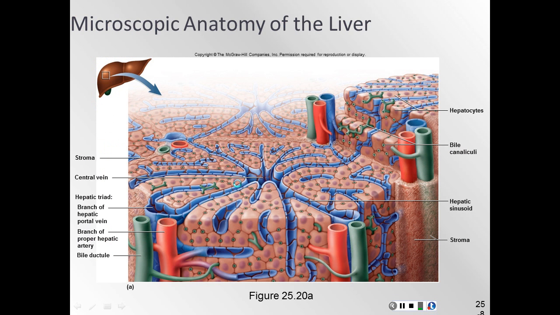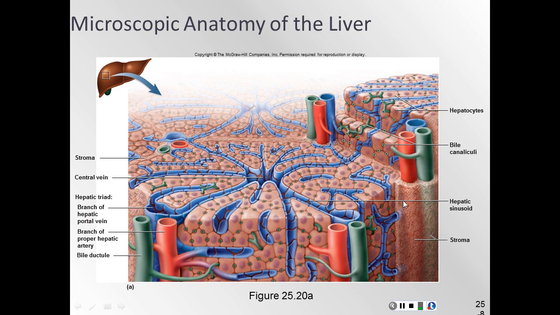So let's go ahead and look at the microscopic anatomy of the liver. Now, the interior of the liver is filled with tiny cylinders called hepatic lobules, and they're about 2 millimeters long by 1 millimeter in diameter. Now, a lobule consists of a central vein surrounded by radiating sheets of cuboidal cells called hepatocytes. There are the hepatocytes. All right.